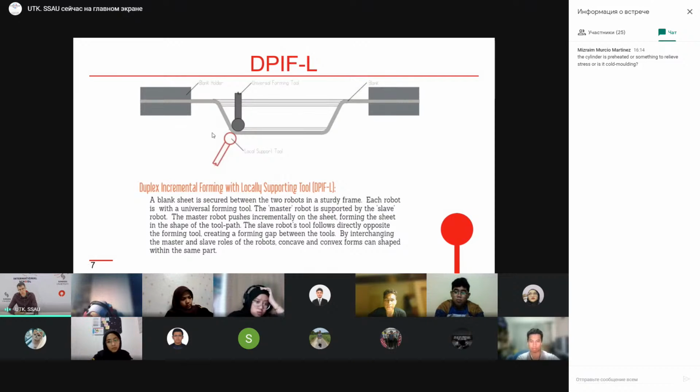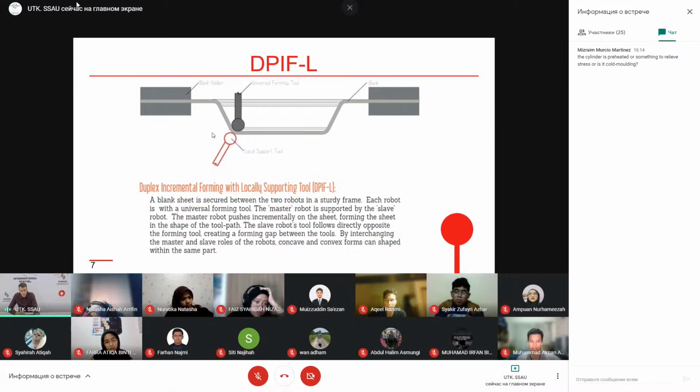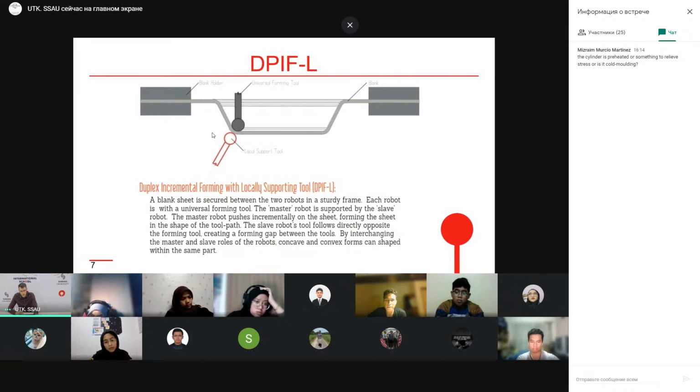How can we improve this approach? We can use 2 punches: the standard punch, the forming tool, and the local support tool, or the opposite punch. It's also duplex incremental forming, but here we have 2 punches. And for both punches, the gray one and the red one, we need to use an industrial robot. In this case, there will be 2 industrial robots which will stand opposite each other, and between these robots will be a sheet of metal.